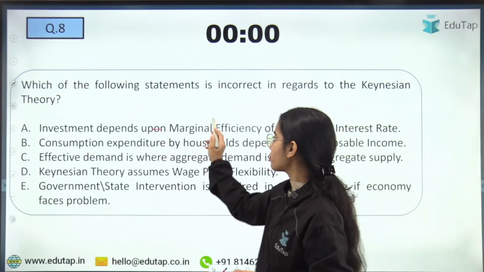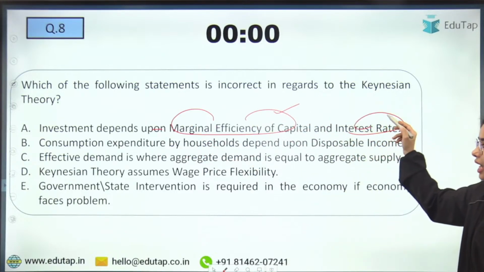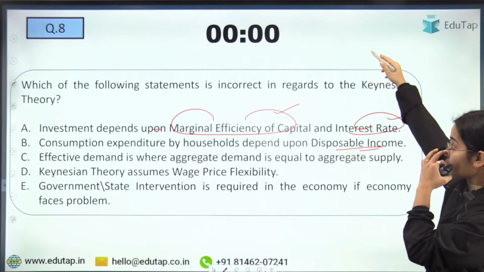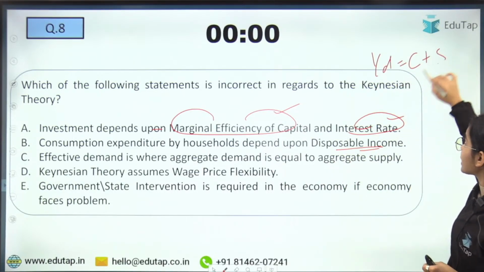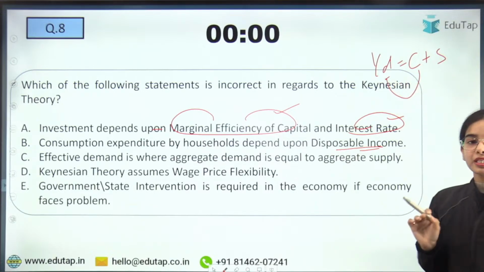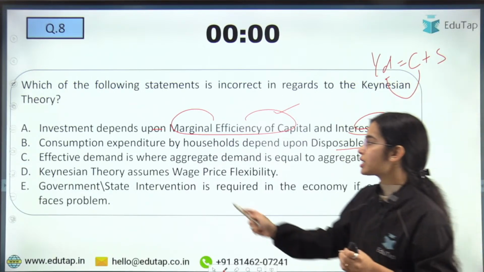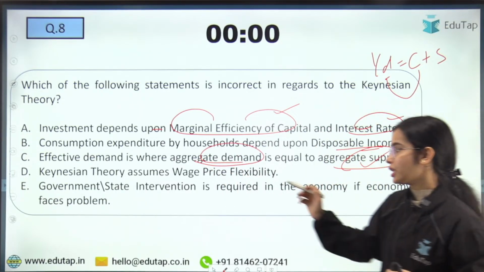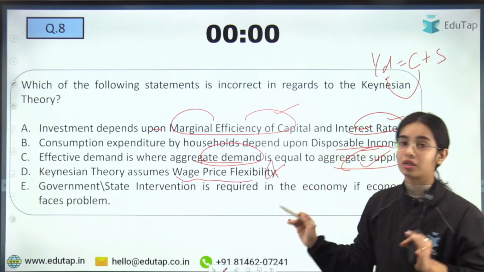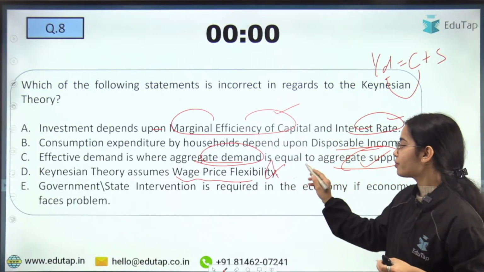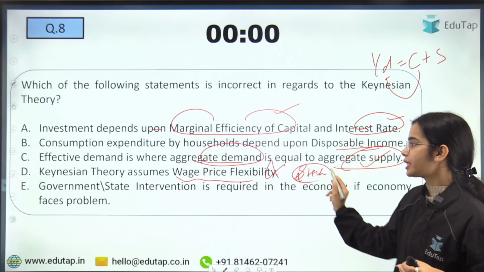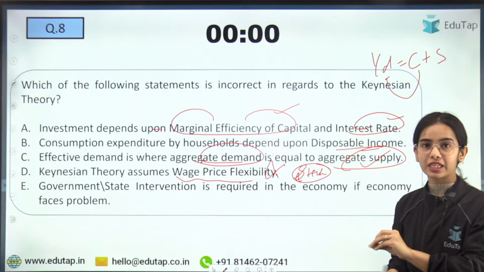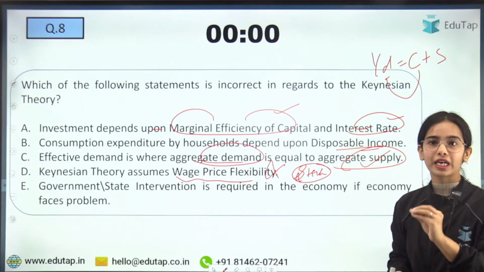Which of the following statements is incorrect in regards to Keynesian theory? Investment depends upon marginal efficiency of capital and interest rate, absolutely correct. Consumption expenditure depends upon the disposable income. From your disposable income, you can either consume or save the money. So yes, consumption depends upon the disposable income. Effective demand is where aggregate demand is equal to aggregate supply, correct. Keynesian theory assumes wage price flexibility, wrong. The Keynesian theory assumes wage price stickiness or rigidity in the wages and prices. It was the classical theory that assumed the wage price flexibility.